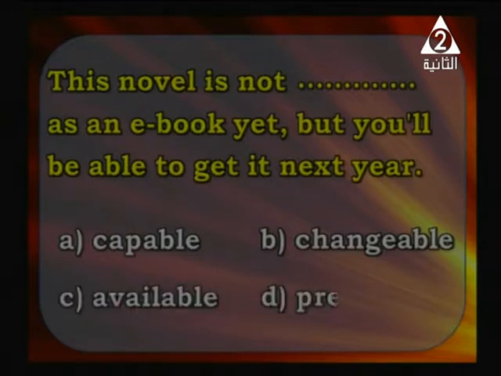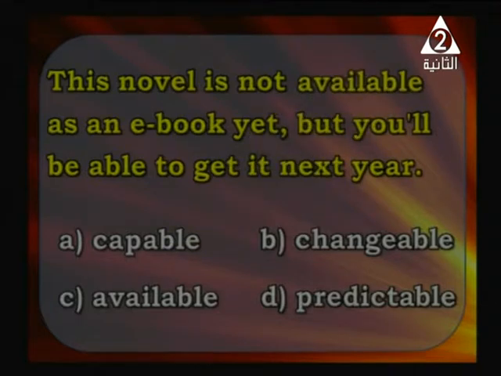This novel is not space as an e-book yet, but you'll be able to get it next year. Capable, changeable, available, predictable. So this novel is not available, غير متوفرة in the e-book.